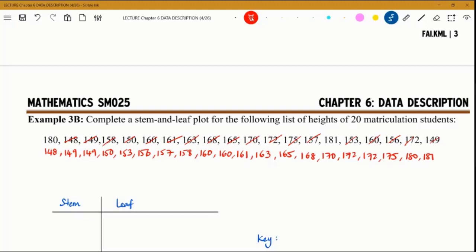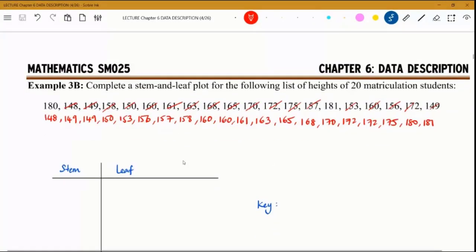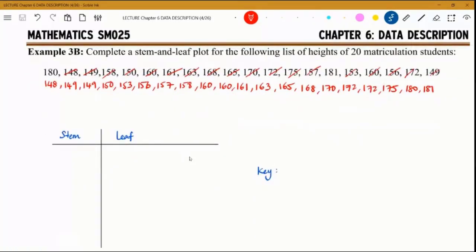Okay, and then alright, so we have to construct your stem and leaf. Since we have 3 digits, the first 2 digits will be in the stem column, and the last digit will be for the leaf column. So the stem and leaf will start with 14. We're going to have 8, 9, 9 for these 3 numbers, and then 15.